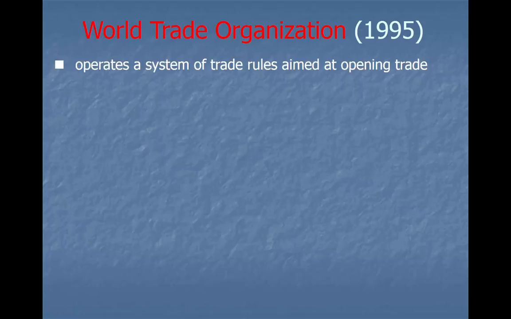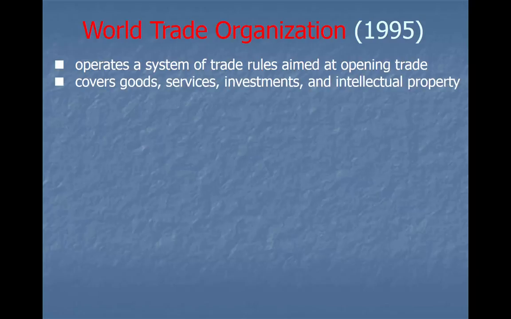First, it operates a system of trade rules aimed at opening trade. That's kind of similar to GATT, only obviously it goes farther past manufactured goods. It covers goods, services, investments, even intellectual property. If you belong to the WTO, you recognize it as, in some ways, a court. It has judicial and regulatory power to make sure everyone plays appropriately. In effect, it's trying to write a legal constitution for a single global economy.